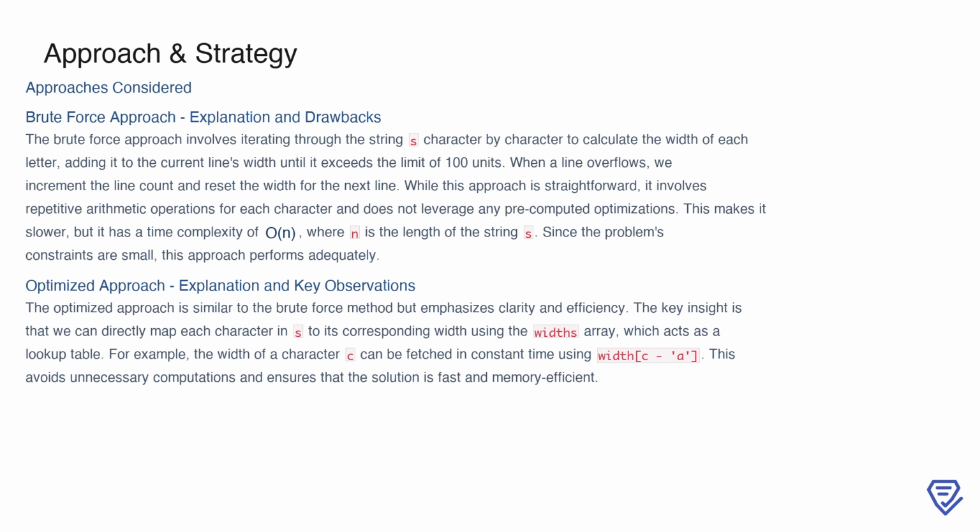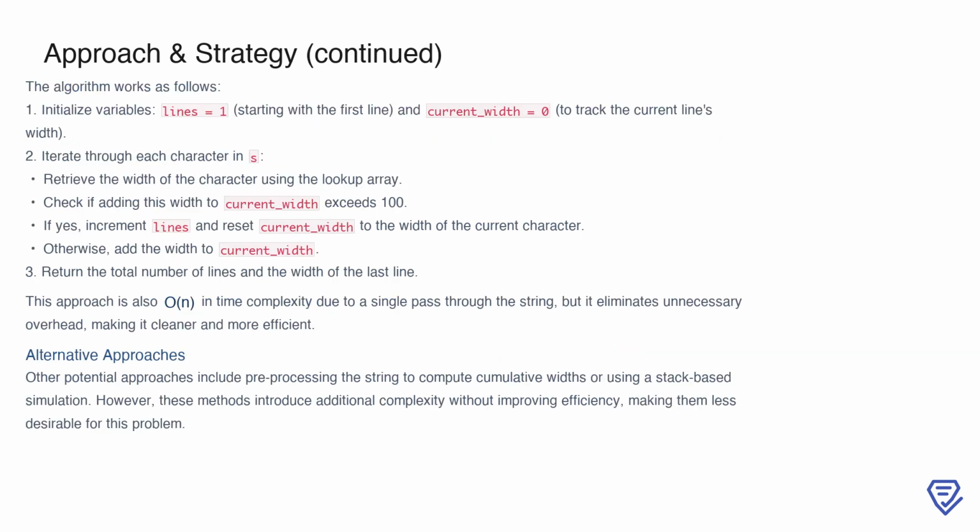On the other hand, the optimized approach offers a faster and more elegant solution. Here, the key is to use the provided widths array as a lookup table. By mapping each character to its corresponding width in constant time, we avoid unnecessary calculations. For example, the width of a character can be directly accessed using the formula widths[c - 'a']. This insight allows us to streamline the process, improving efficiency while maintaining clarity. The optimized algorithm is straightforward and efficient.